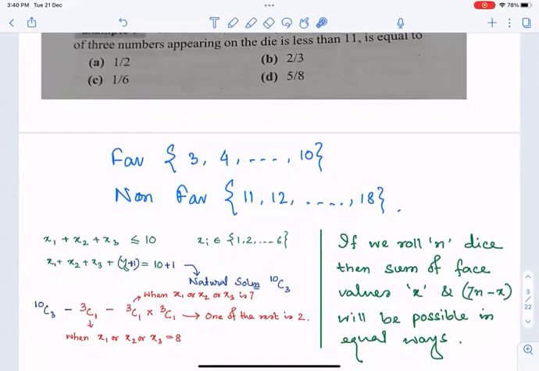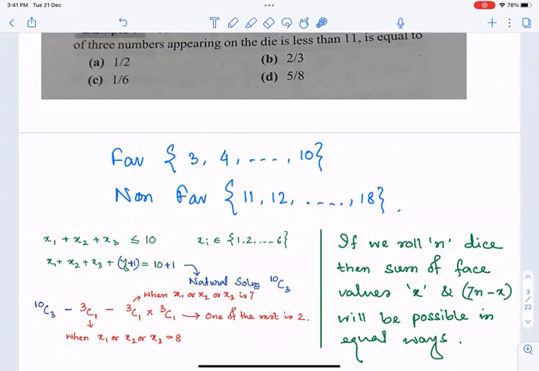Whereas we can also look for a much easier description. If we roll n dice, then the sum of the face values x and the sum of the face values 7n minus x will be possible in equal ways. Can we confirm that? If you have rolled n dice, then the sum of the face values n is possible in a unique way. It is the combination of all 1s. Similarly, if you consider the sum of the face values 6n, that's also possible in a unique way.